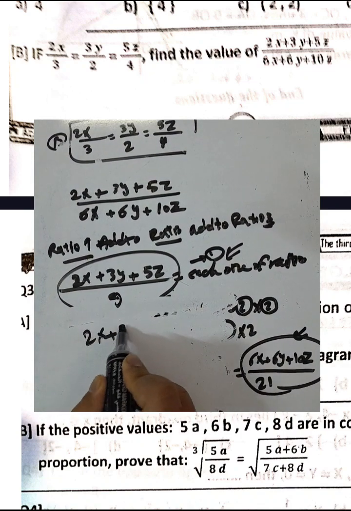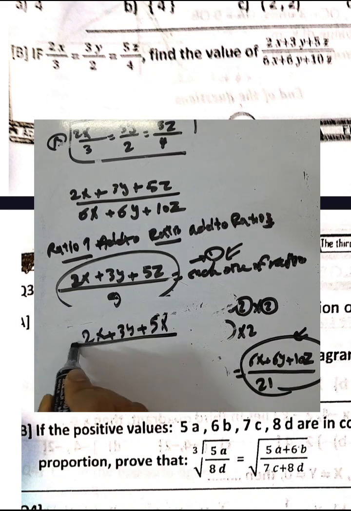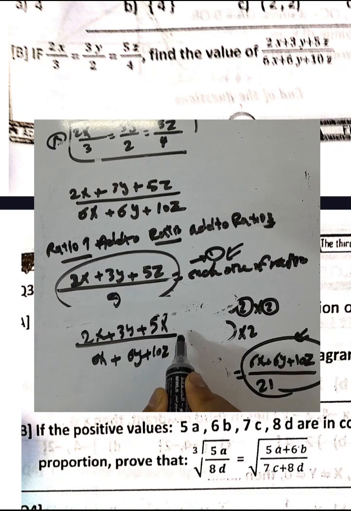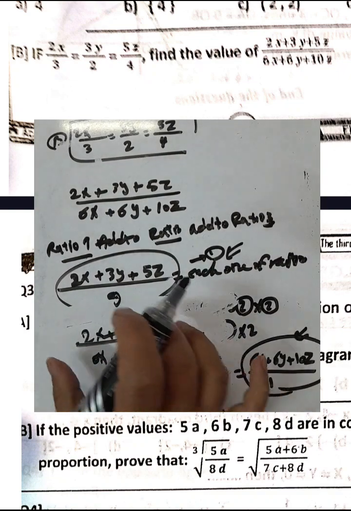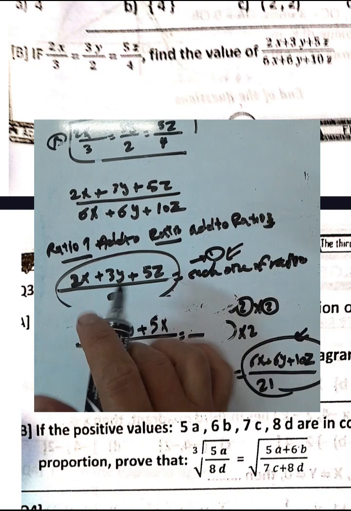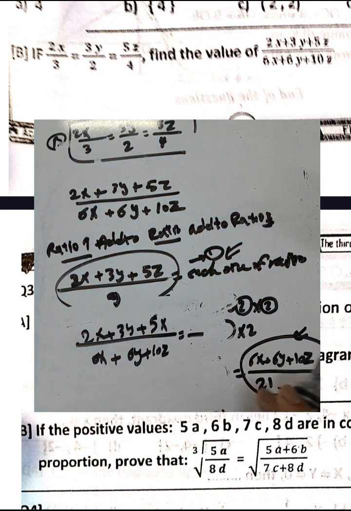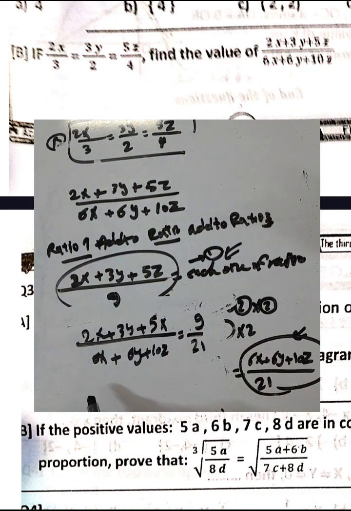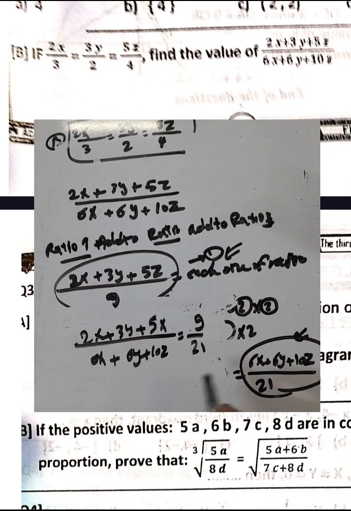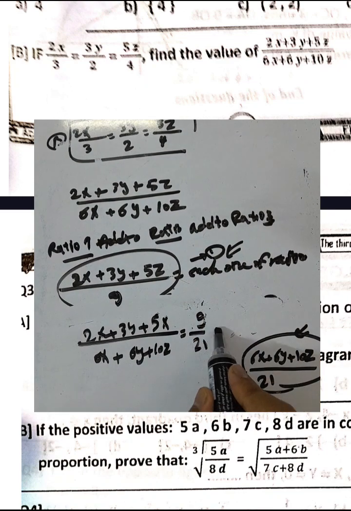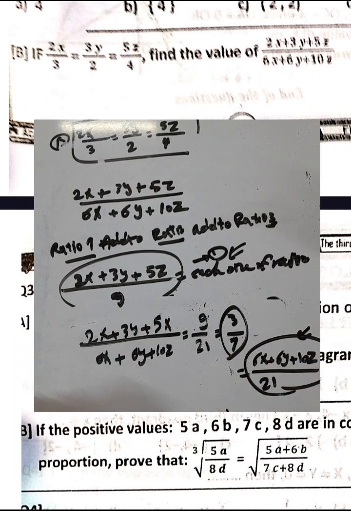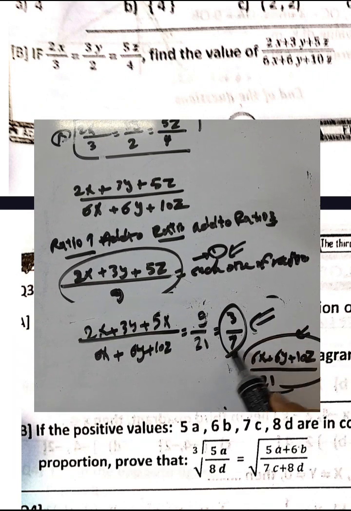2x plus 3y plus 5z over 6x plus 6y plus 10z equals what? It will be the product of this over 9 and this over 21. 21 is multiplied by 2x, right here 21, and here times 9. Okay, and then you can simplify the result by dividing by 3. 9 divided by 3 equals 3. 21 divided by 3 equals 7. The result will be 3 over 7. Then the value will be 3 over 7. It's the result.